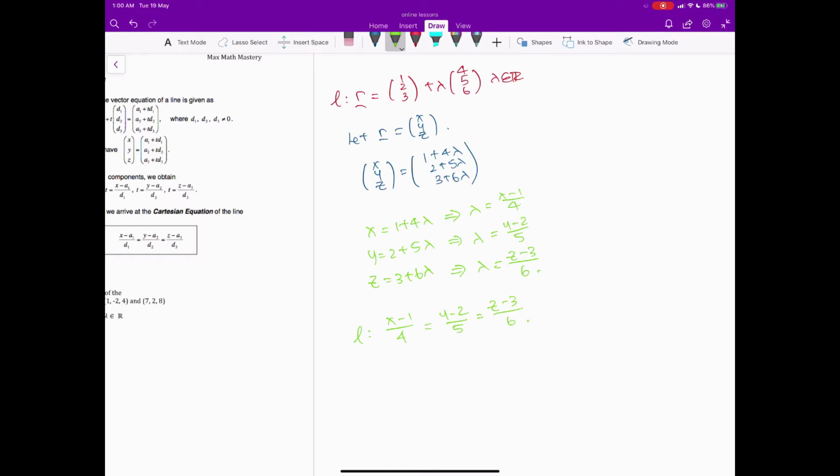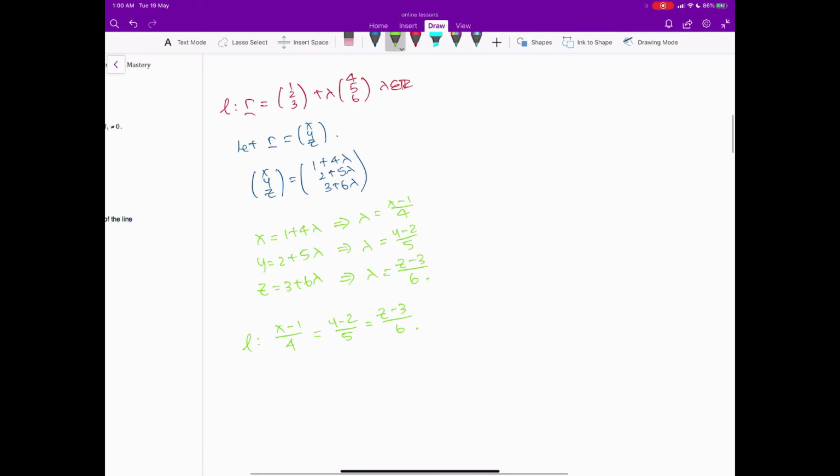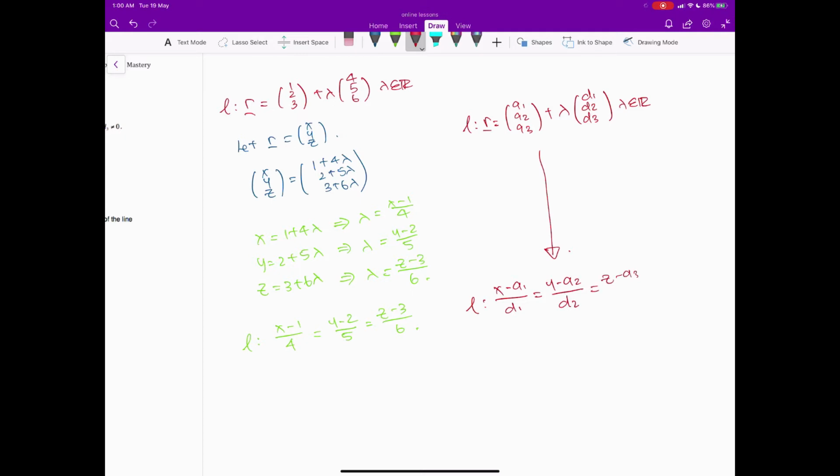Take note, you can actually see it in terms of this. So if my line L is r equal to (a1, a2, a3), where a1, a2, a3 represent a point that lies on the line, plus lambda (d1, d2, d3), where lambda is a real number, essentially we can simplify it to this: (x minus a1) divided by d1 equals (y minus a2) divided by d2 equals (z minus a3) divided by d3. You can memorize this, and this will help you to derive from Cartesian equation back to vector, or from vector down to Cartesian quickly.